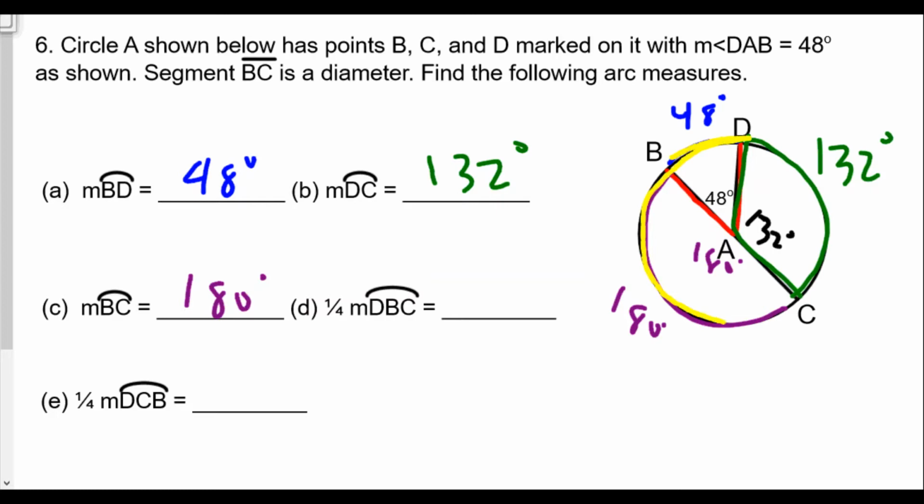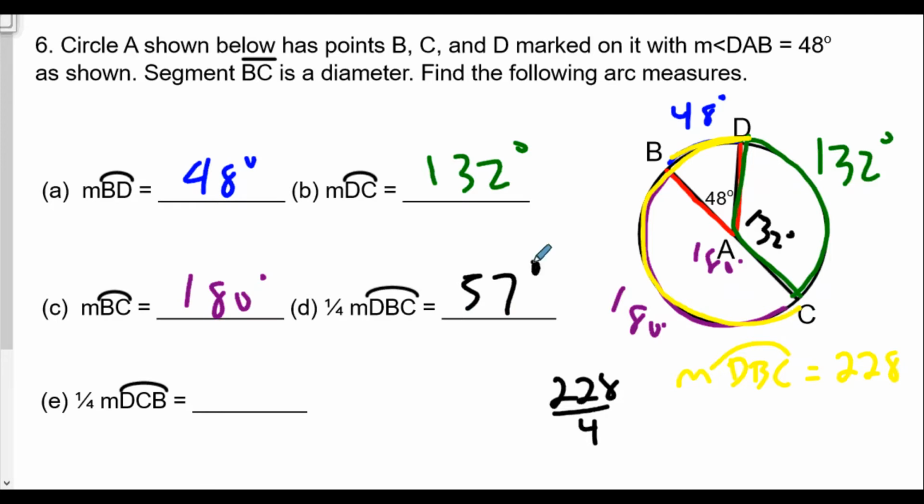So again, follow the letters. The measure of arc DBC would be equal to 180 plus 48, which is going to be 228. So we're going to be working with 1/4 of that. So 228 divided by 4. 4 goes into 22 five times with a remainder of 2. 28 divided by 4 is 7. That would be 57 degrees.